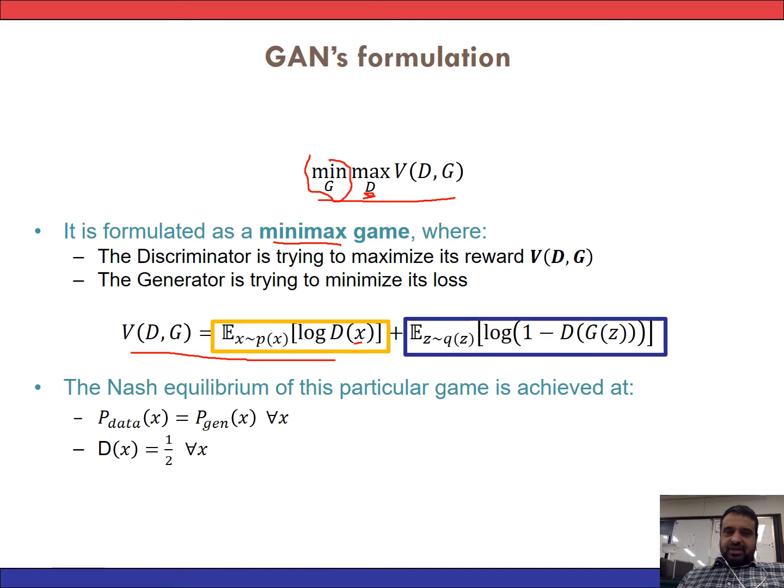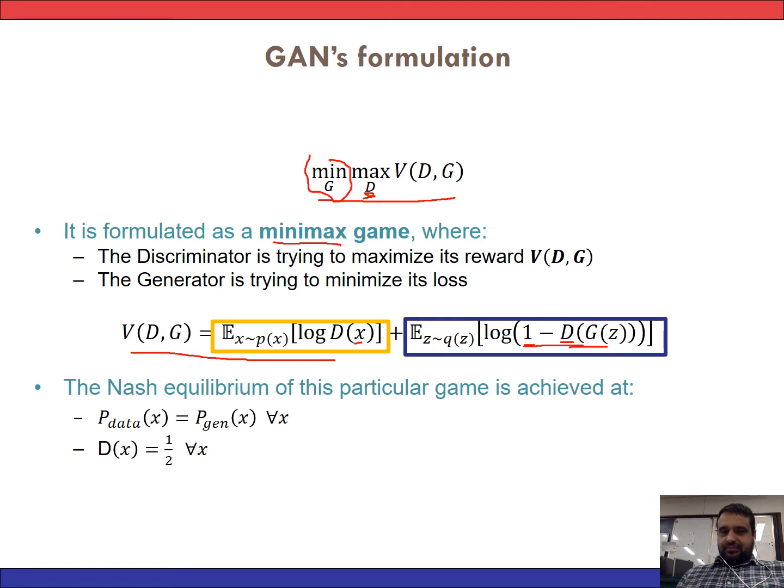So if the input is given as the real image, we have to maximize it, or we have to make it 1. Similarly, the generator is taking Z as input. It generates the image, and once it generates the image, we give it to the discriminator D, and the discriminator then classifies it as 0. So we have to maximize this 0. That's why we are putting 1 minus D(G(z)).